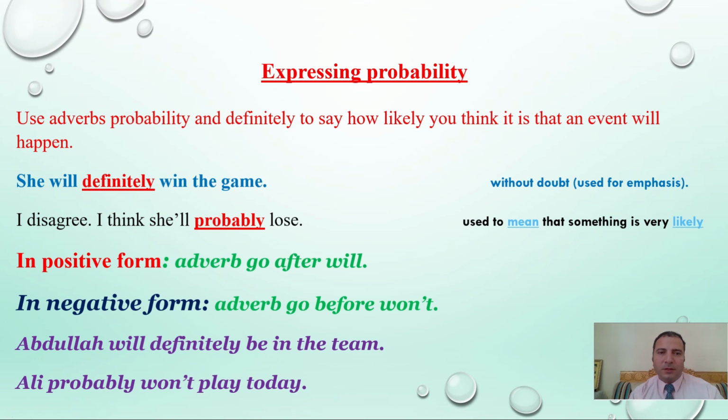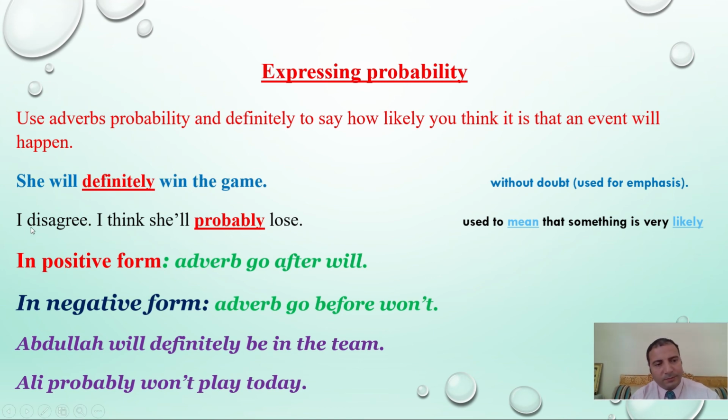And now let's move to expressing probability. Use the adverbs probably and definitely to say how likely you think it is that an event will happen. For example, she will definitely win the game. The word definitely here means without doubt.